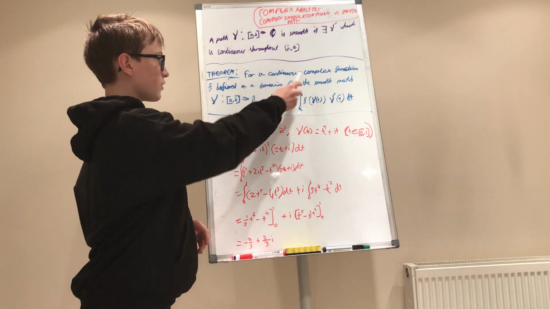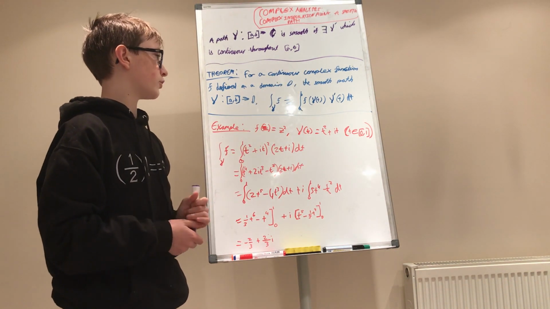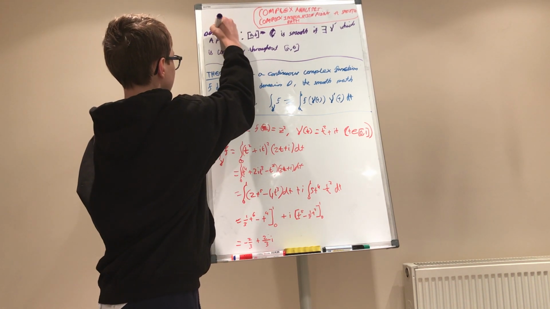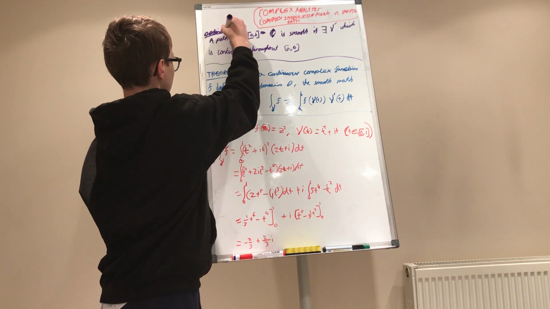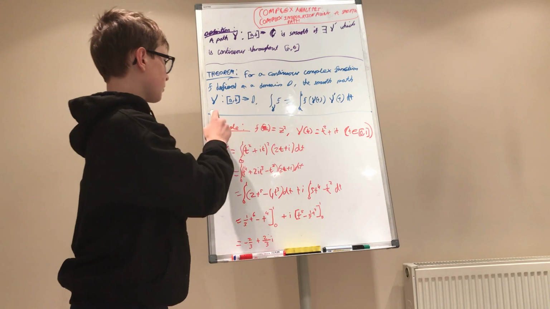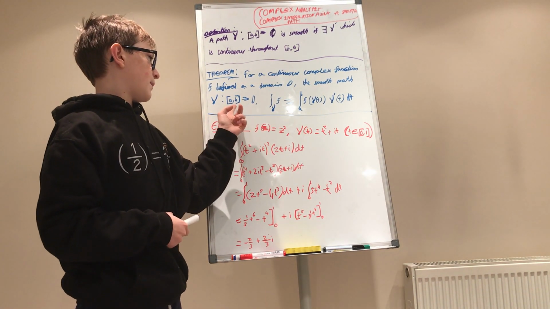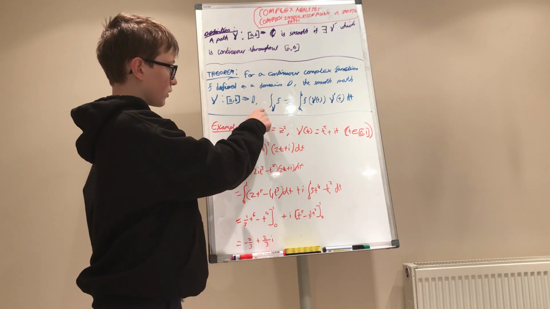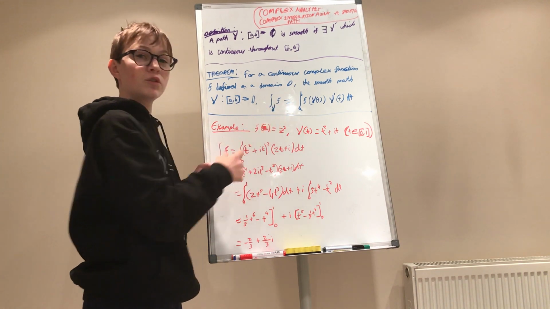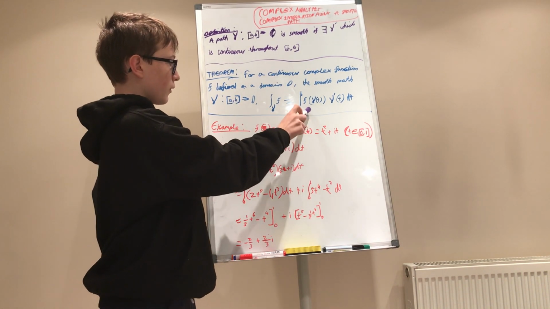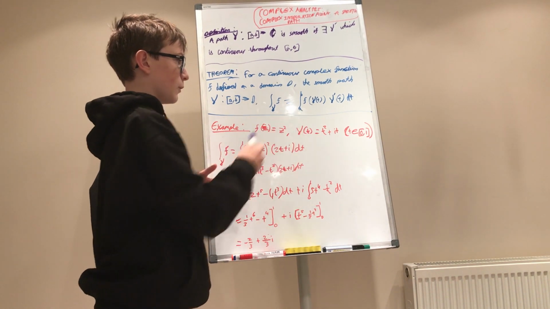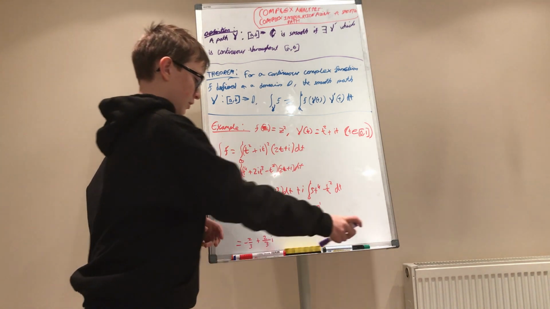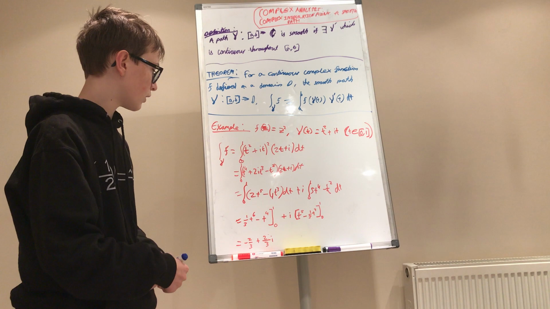Our theorem is, for a continuous complex function f defined on a domain D, the smooth path, which is the way I gave the definition, the smooth path gamma from the closed interval between A and B to the domain, the integral along the smooth path of f equals the integral between A and B of f of gamma of t times gamma prime of t dt. And this might look a bit complicated, but here's a good example to show you what I mean.